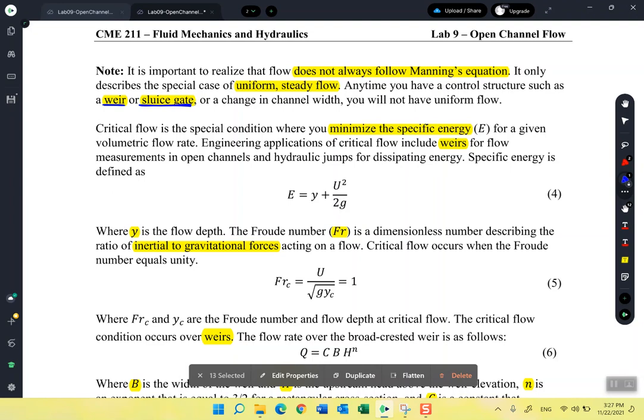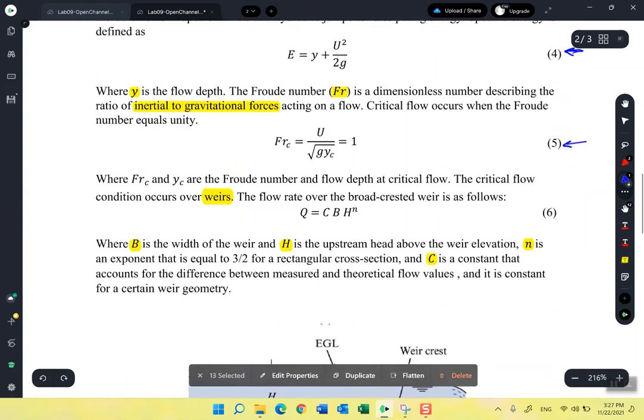Equation number 4 and number 5 are very important during our experiment. I think Dr. Abu Kefa will describe and explain that later in the lectures. But these two equations were used to derive this equation here, the weir equation. The weir equation, or the weir itself, is used to calculate the flow rate or the discharge for a certain channel. And that equation says that the discharge Q equals C B H power N.